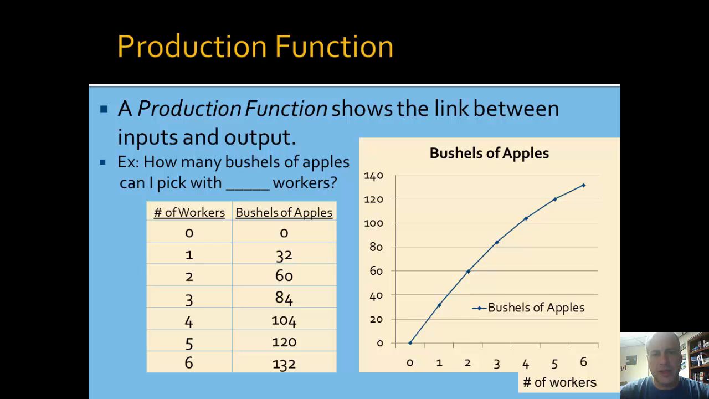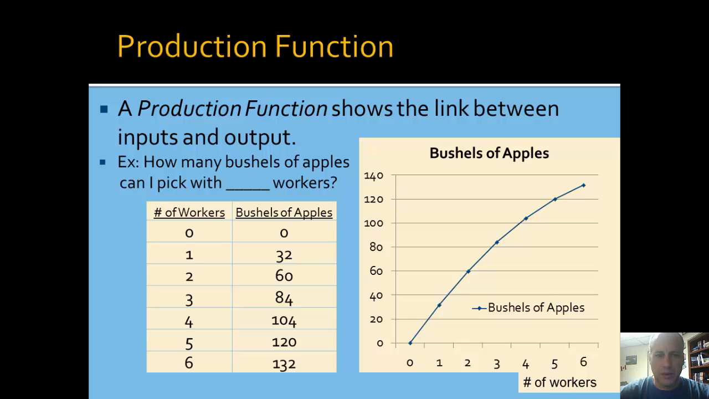The next thing we're going to think about is the production function. A production function shows the link between inputs and outputs. So we're going to start with a very simple example, and consider somebody who owns an apple orchard, and we want to understand how many bushels of apples they can pick with different numbers of workers.